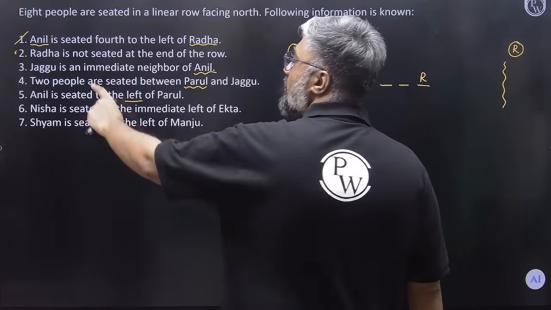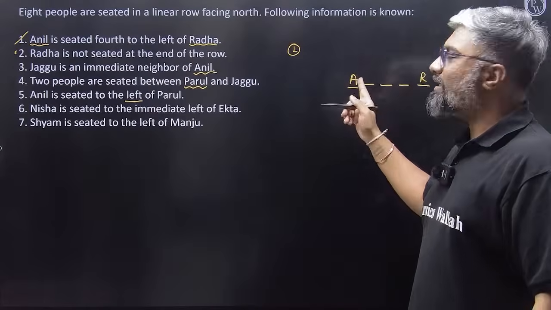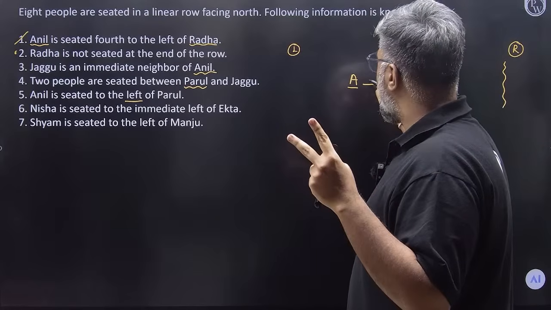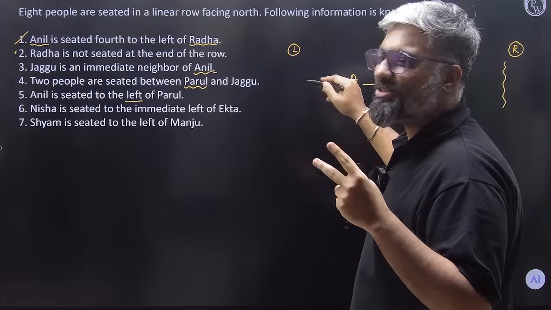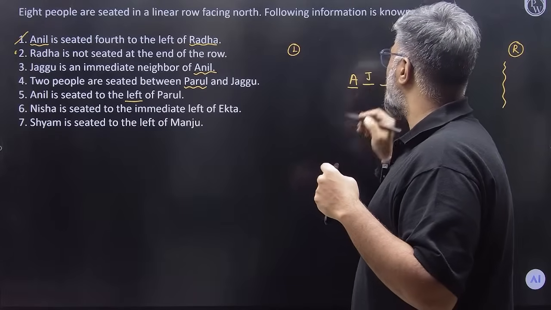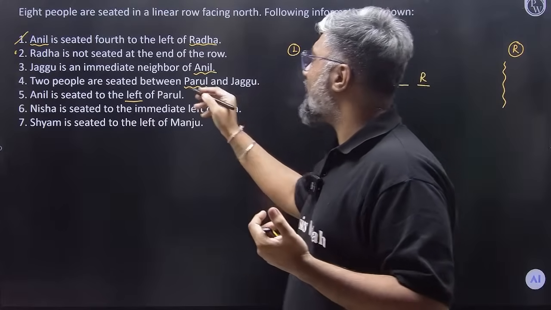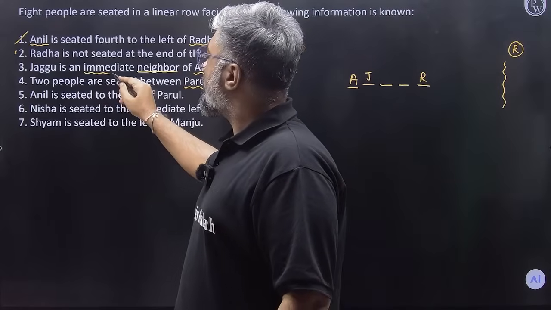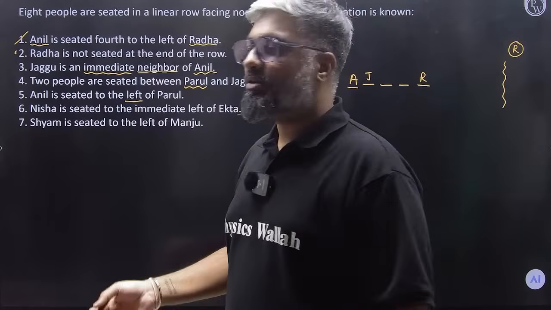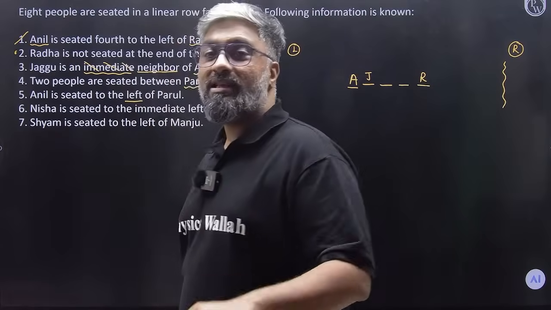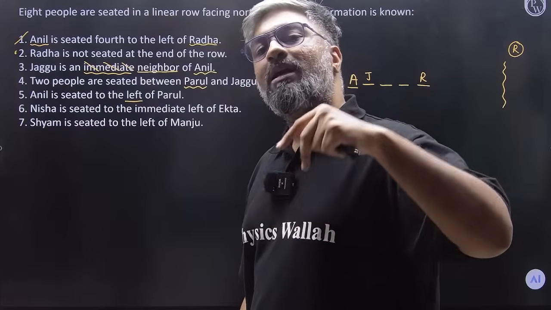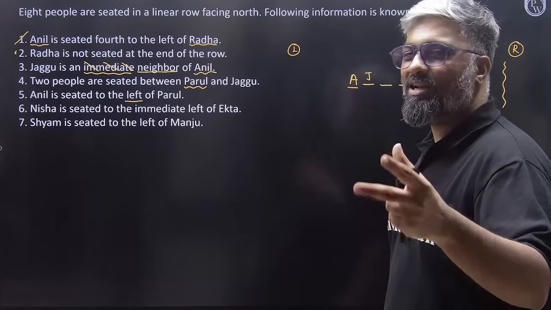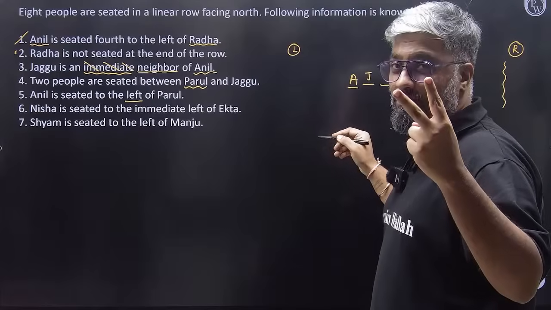Okay, next. Jaggu is an immediate neighbor of Anil. Anil is here. Jaggu is an immediate neighbor would mean 2 things. Jaggu can be here also. I can place Jaggu here also. This is one possibility because this is saying immediate neighbor. Also with neighbor, please understand, whether or not the word immediate is given to us, neighbor always means immediate only. So Jaggu is a neighbor of Anil or immediate neighbor of Anil irrespective of that. So I'll get 2 cases. So I'll put both the cases then.